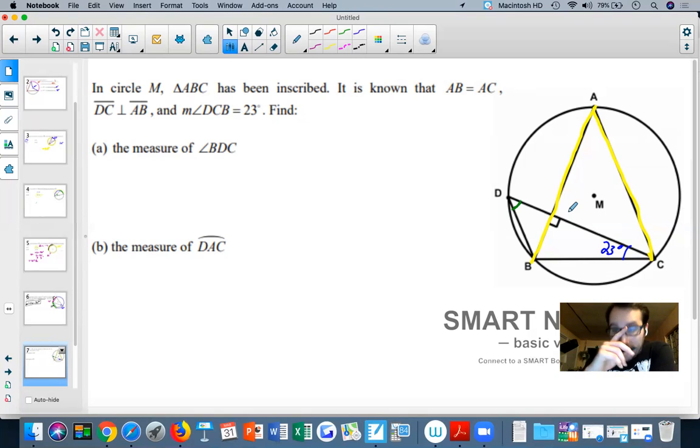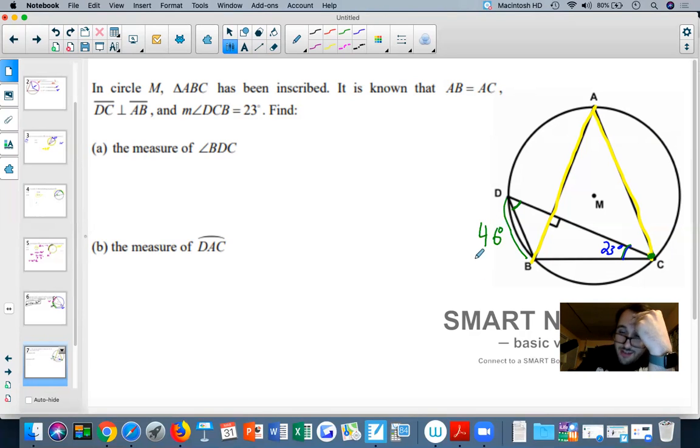So you might want to ask yourself, what information do I know? I know that DCB, the angle that measures 23 degrees, is an inscribed angle because the vertex right over here is on the circle. That means the intercepted arc, DB, is going to be double the angle. Because remember, the angle is half the intercepted arc, so to get the arc, it's the opposite. You're going to double. So arc DB is 46 degrees.